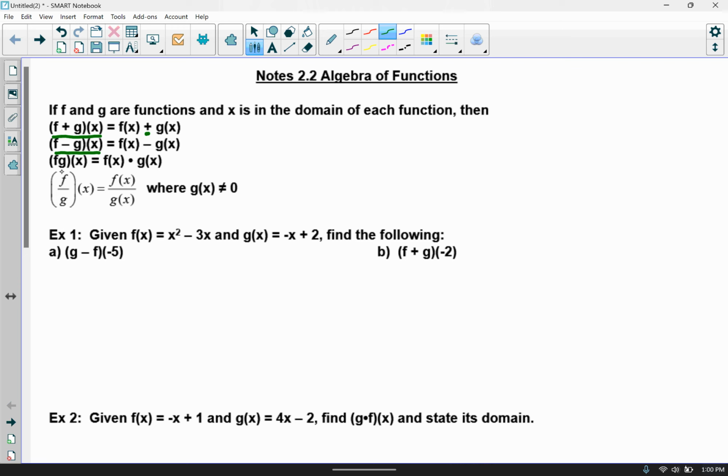Likewise, for f minus g of x, that's equivalent to f evaluated at x minus g evaluated at x. And then lastly, when your letters are side by side, that indicates multiplication. So that means f of x times g of x. I typically myself utilize the notation over here on the right as opposed to the notation on the left, but just know that they mean the same thing.